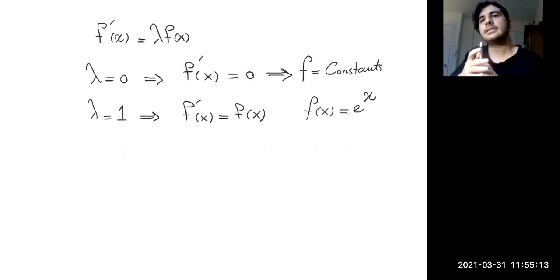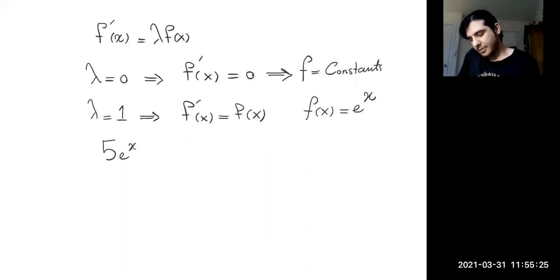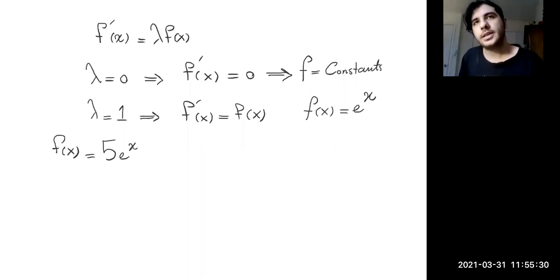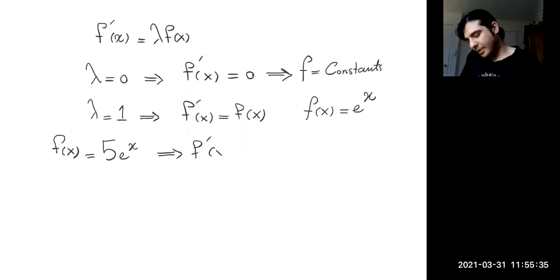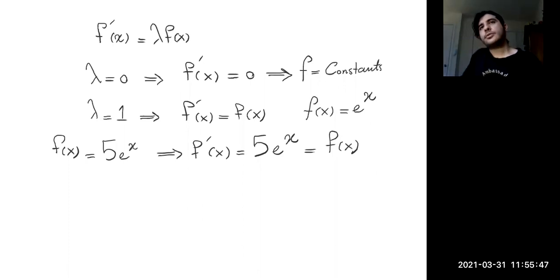But there are more, as we can see in the chat, and as we heard, there are more functions of this kind. So, for example, 5 times e to the x has the same property too. If I define f of x to be 5 times e to the x, what is the derivative of f? Well, 5 is a constant. It just stays there as the coefficient, and the derivative of e to the x is e to the x. And as you can see, it is equal to f of x.